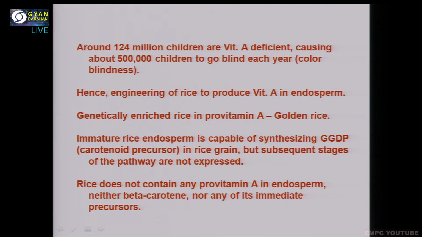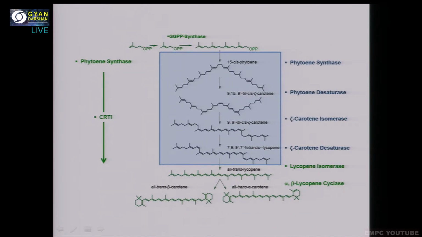Now, rice does not contain any provitamin A in the endosperm, nor beta carotene. It does not have these kinds of metabolites. It is not rich in these metabolites. So, if you really need to overproduce vitamin A, or if you want to overproduce carotenoids in rice, you have to first know what the pathway is.